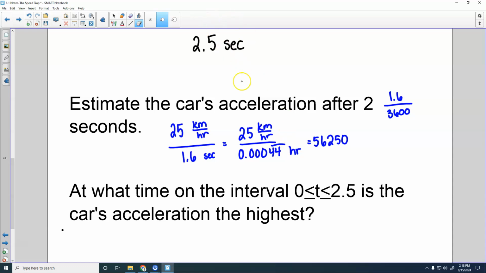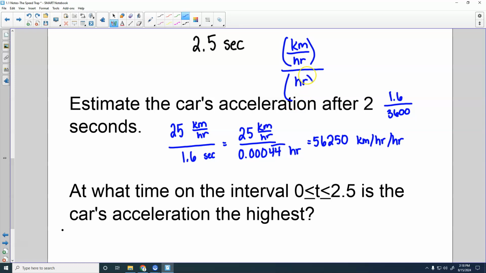All right, let's think about the units on this. I'm taking kilometers per hour, and I'm dividing them by hours, right? So one way you can write this is you can just say kilometers per hour per hour. In fact, a lot of times I tell kids just to do that. Kilometers per hour per hour. That's fine. Another option is you can actually work these problems out with the units.